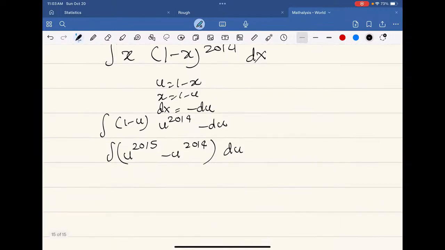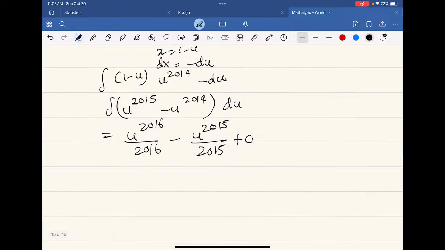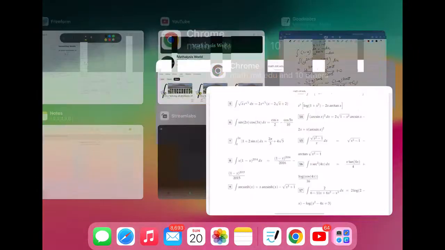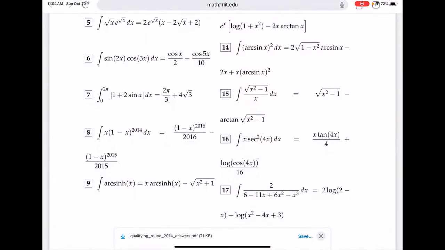So that will be u to the power 2016 by 2016 minus u to the power 2015 by 2015 plus c. Now u is 1 minus x. So 1 minus x to the power 2016 by 2016 minus 1 minus x to the power 2015 by 2015 plus c. This is exactly the answer that's given here. Okay, so we can proceed ahead now.